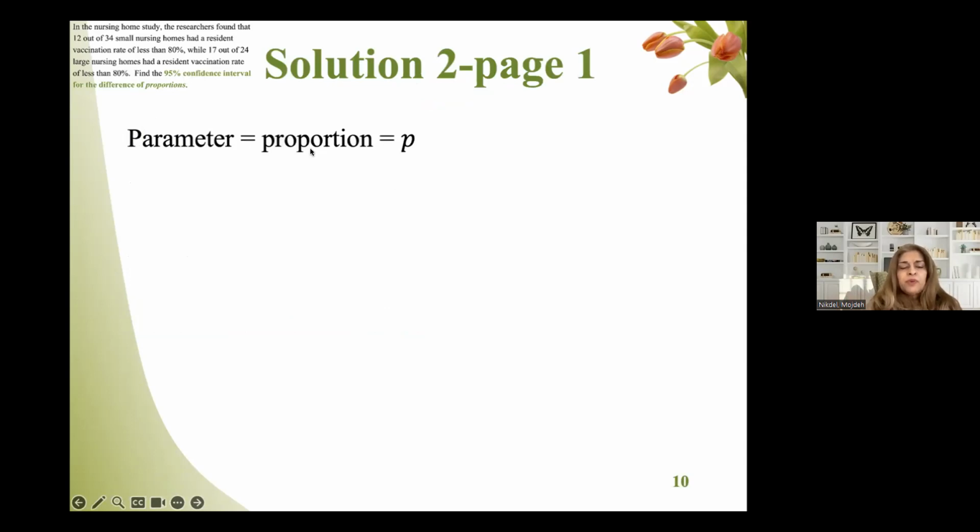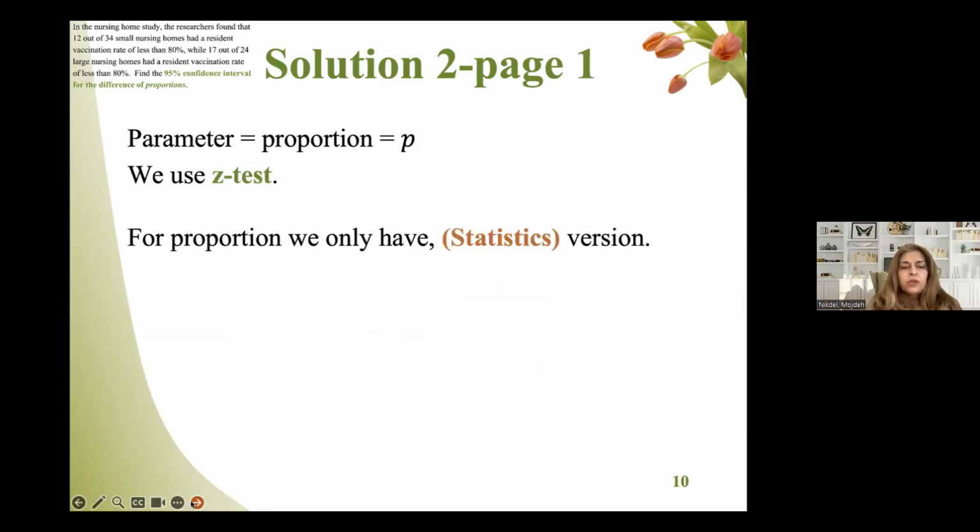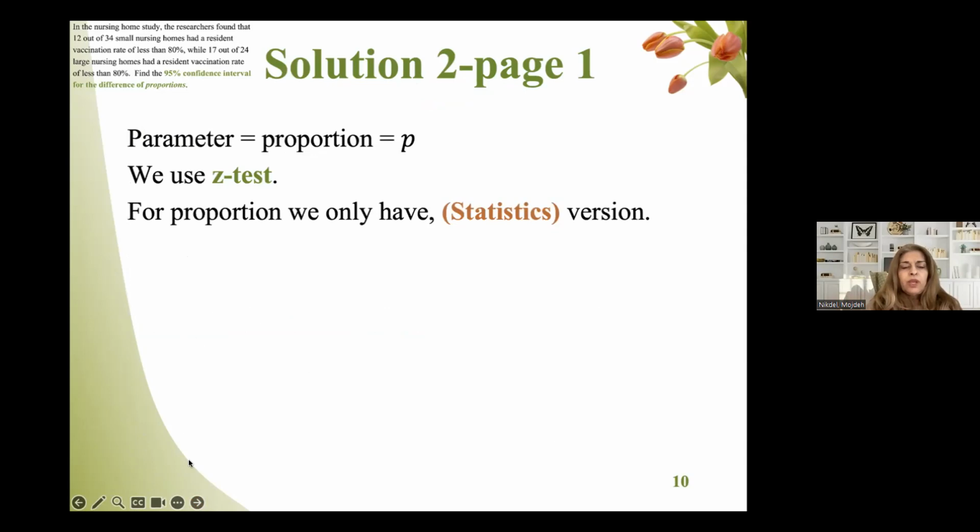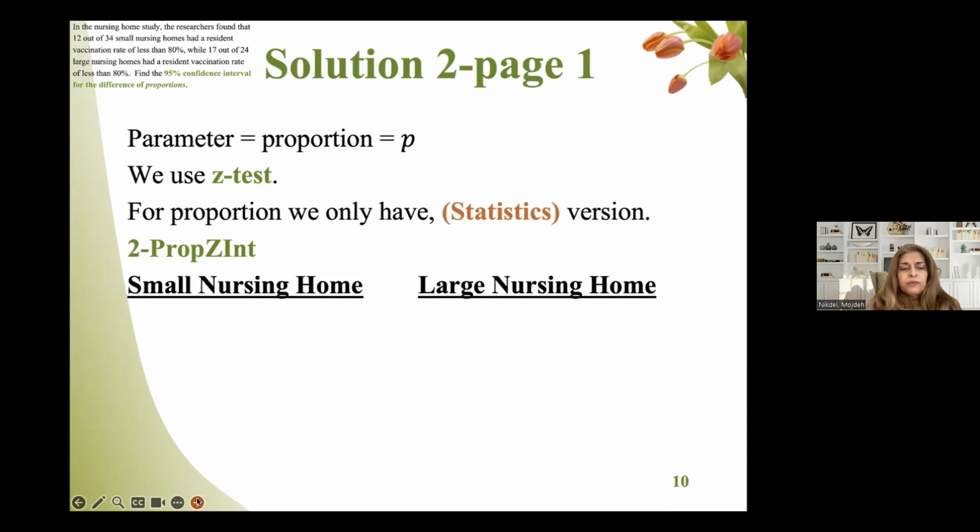Parameter is proportion, and we are using a z-test. Again, we only have statistics, so we're going to use 2-PropZInt. Now we're going to discuss what our groups are. Small nursing home is going to be my group 1, and large nursing home is going to be my group 2.